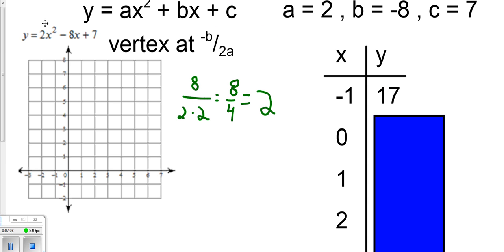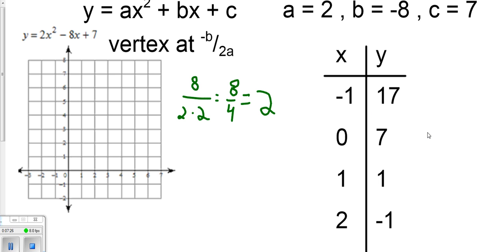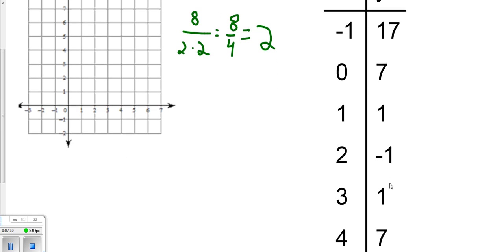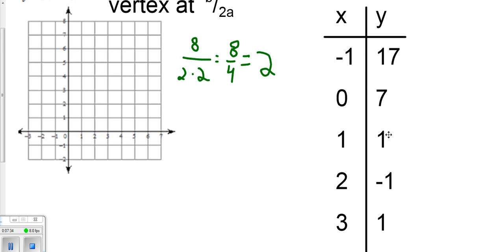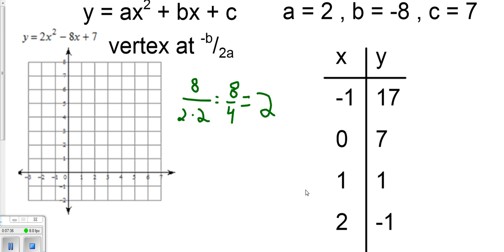Now you should be able to plug this into your calculators, and it'll solve it out for you. Make sure that you put parentheses around this x squared thing so it knows to do the x value, square it, then multiply it by 2. Don't try to multiply by 2 first. So if you plug it in correctly, these are the values you should get: 17, 7, 1, negative 1, 1, 7, 17. Again, these ones should mirror these ones.